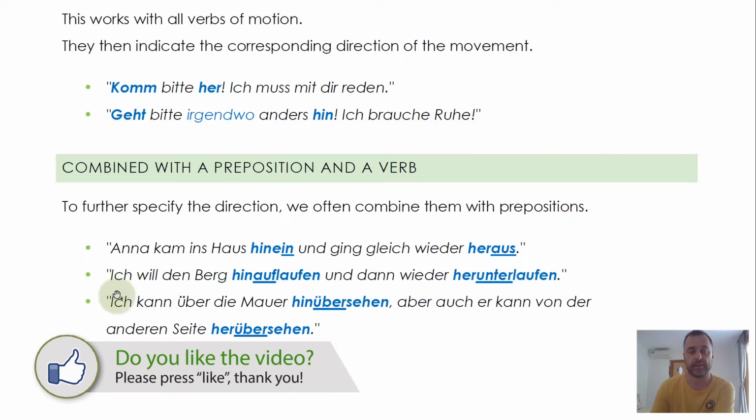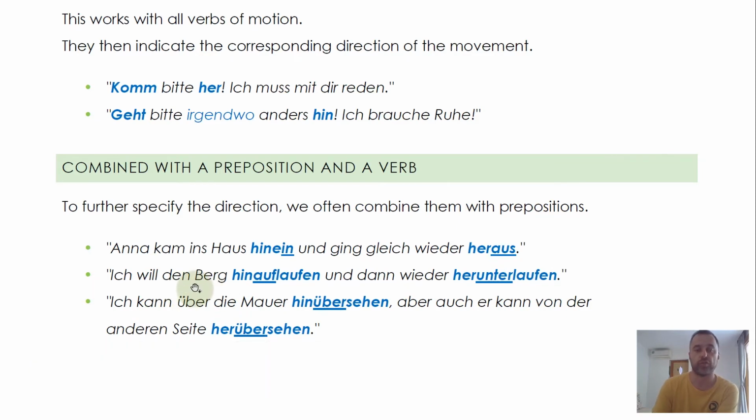And the second sentence, ich will den Berg hinauflaufen und dann wieder herunterlaufen, means I want to climb the mountain and then I want to go down again. So word by word, I want to go up the mountain, or walk up the mountain, and then back down again. So here we have laufen, and it's auf den Berg laufen. So that's the direction upwards. And if you go down, it's runterlaufen, towards down, word by word.